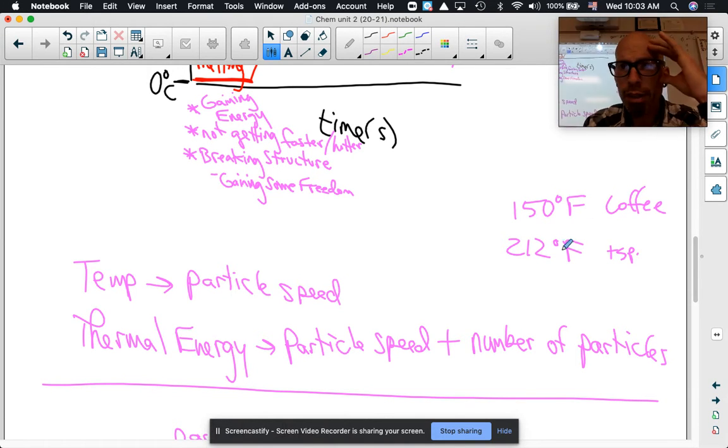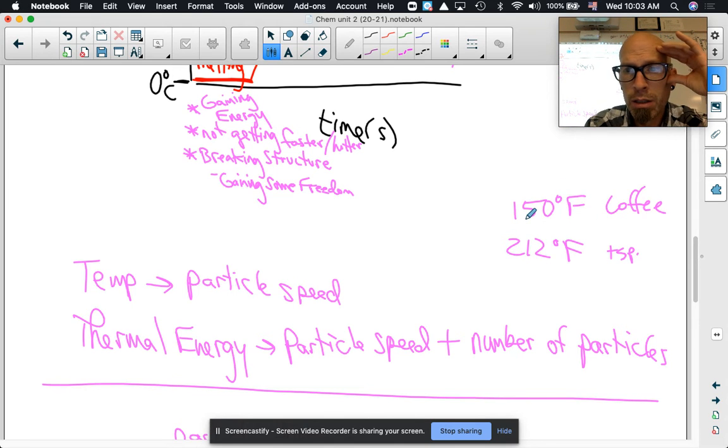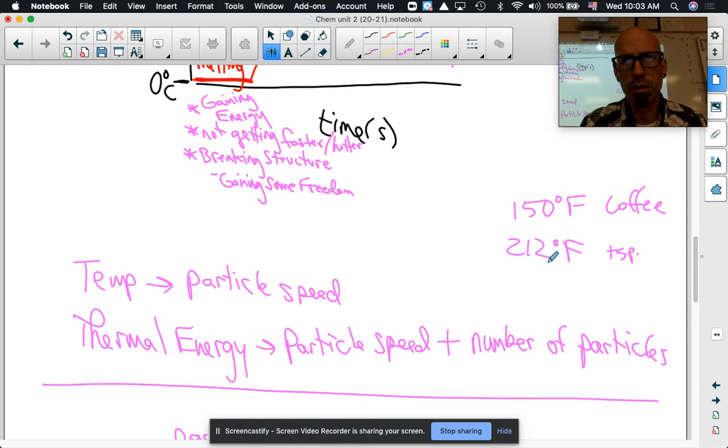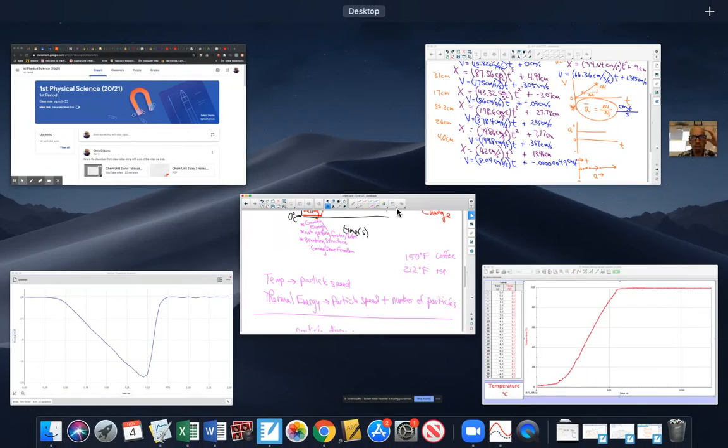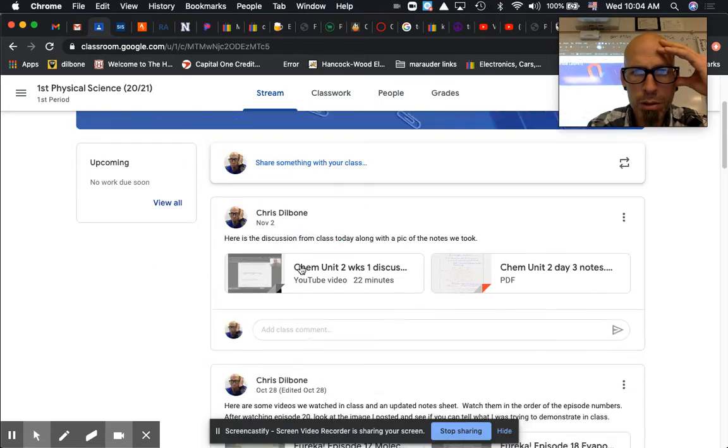So what the coffee particles lack in particle speed, they're making up for by how many there are. So the 150 degree cup of coffee has way more energy in it than a teaspoon of 212 degree water. I hope that makes sense. So when you're talking about energy in the substance, it's not just about how fast the particles are, it's about how many there are.